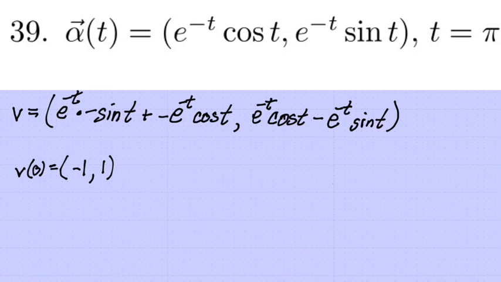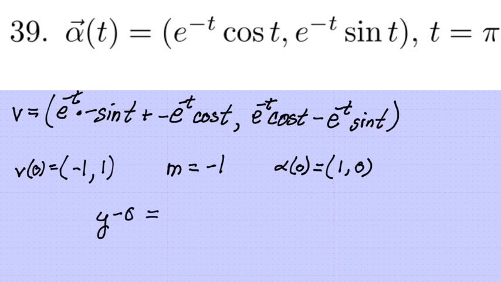And so m is then going to be y over x, which is just negative 1 at that point. And then alpha of 0 is equal to 1, 0. So our tangent line is y minus 0 equals negative 1 times x minus 1.